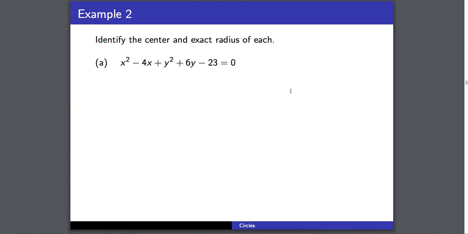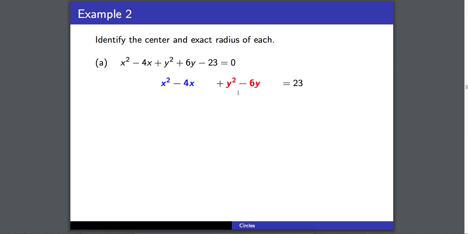So example 2, identify the center and exact radius of each. Here we have all of our terms on the left and a 0 on the right. So we have x squared minus 4x plus y squared plus 6y minus 23 equals 0. Our first step was to bring the 23 over to the right-hand side. And we get x squared minus 4x, which I coded in blue, and then plus y squared minus 6y, which I coded in red.